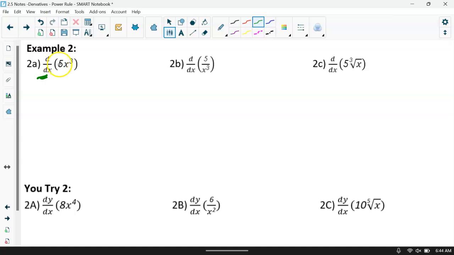So if I've got 5 times x to the 3rd, then make sure to bring down and multiply. That is 5 times 3, which is 15. Then still subtract 1 from your exponent, x squared. So this is the derivative, 15x squared.